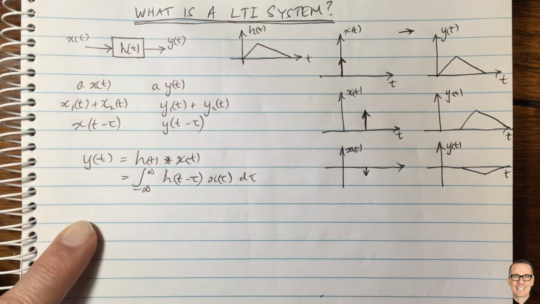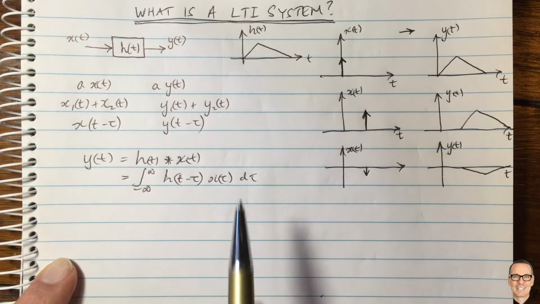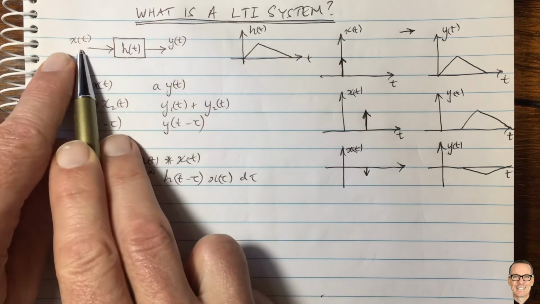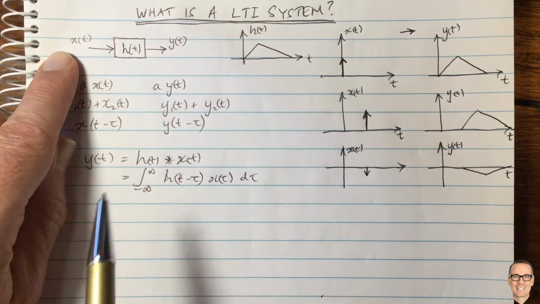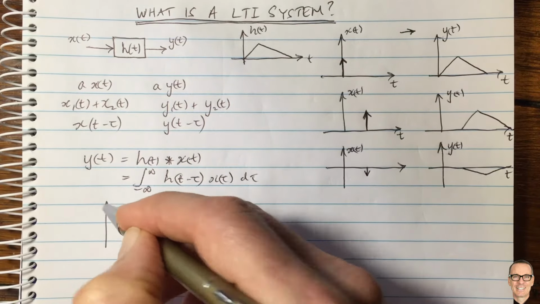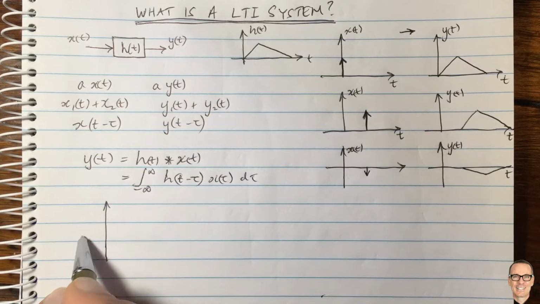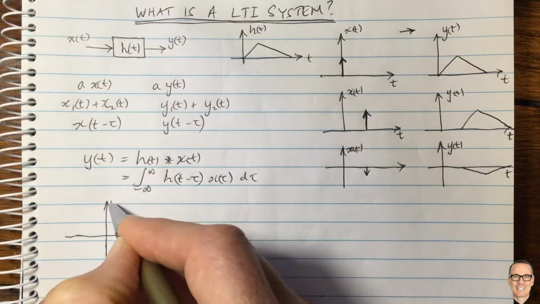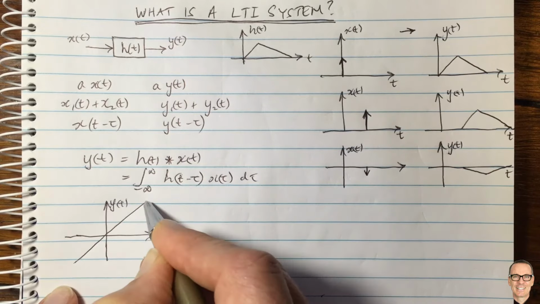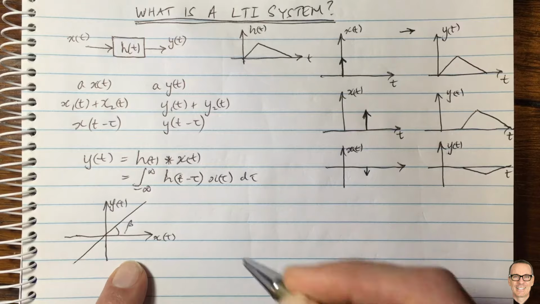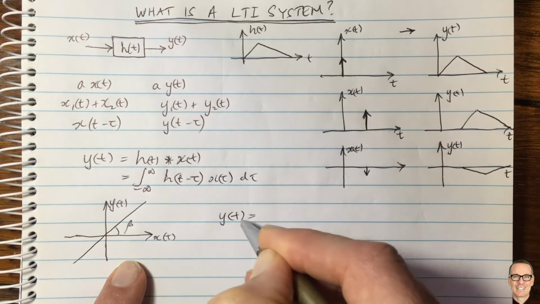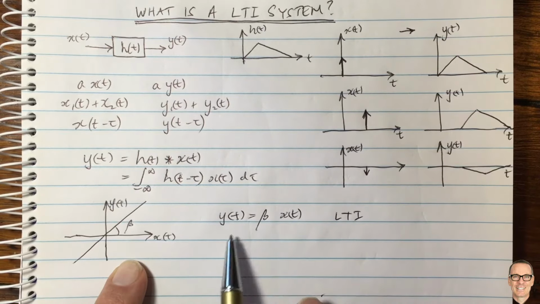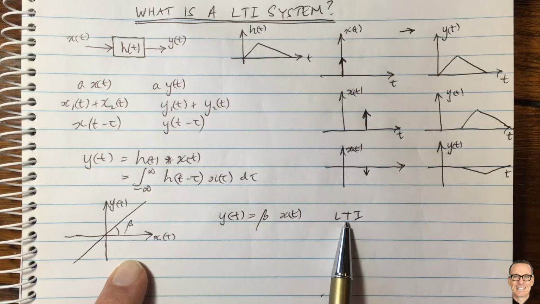So let's look at a couple of examples of this. What is a linear time invariant system? Some examples. Let's think of this amplifier example I talked about before, where this is a speech signal and this is the output from the microphone. Let's say we had an instantaneous amplifier with no delay, and then we might have this relationship between x(t) and y(t), where it's a linear relationship with some gain. So in this case, y(t) equals beta times x(t). And this is linear time invariant. It satisfies these properties above.